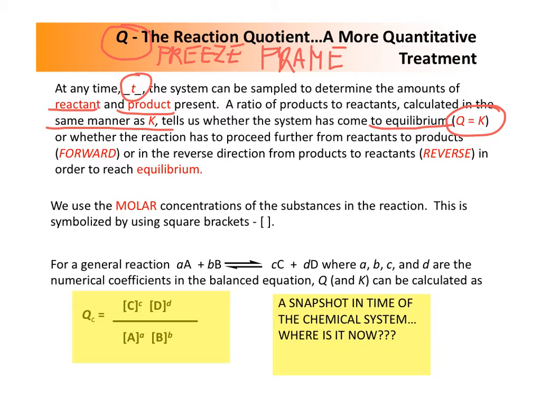Again, we use molar concentration, same as before. We use our brackets. Remember, molar is moles per liter. And again, if we have a general reaction here, A plus B goes to C plus D, this is the equation for the reaction quotient. Okay, so it's going to be a predictor as to whether the forward or the reverse reaction will be favored as the system moves towards equilibrium.